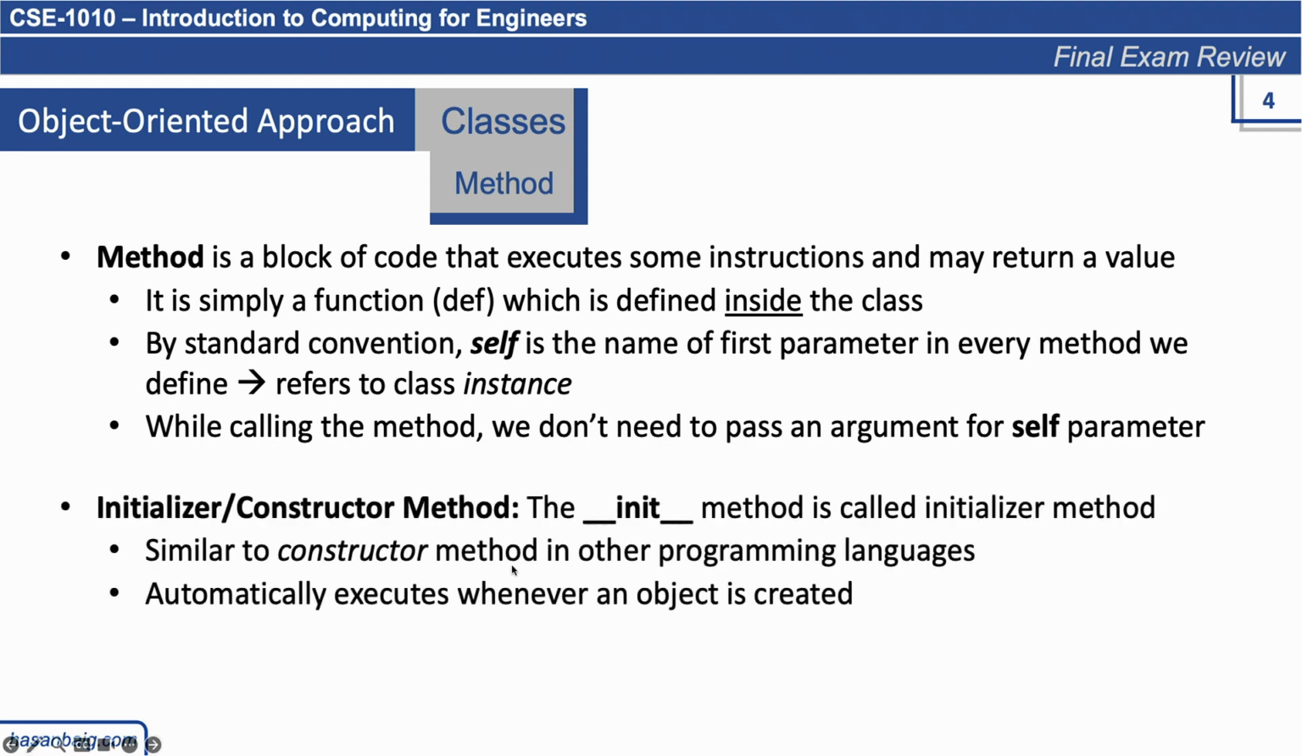We have an initializer or constructor method. It's called the initializer method because whenever we create an object, this method automatically calls itself. The other method, as we have just seen, the abc method, will not call itself unless we actually call it. The initializer method automatically calls itself once we create an object, and whatever logic is written underneath it will be automatically executed.